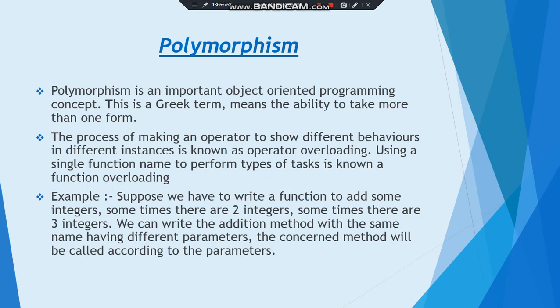Polymorphism. Polymorphism is an important object-oriented programming concept. This is a Greek term, meaning the ability to take more than one form. The process of making an operator show different behaviors in different instances is known as operator overloading. Using a single function name to perform different types of tasks is known as function overloading. For example, suppose we have to write a function to add some integers. Sometimes there are two integers, sometimes there are three integers. We can write the addition method with the same name having different parameters. The concerned method will be called according to the parameters.